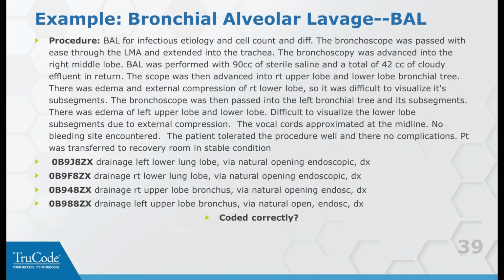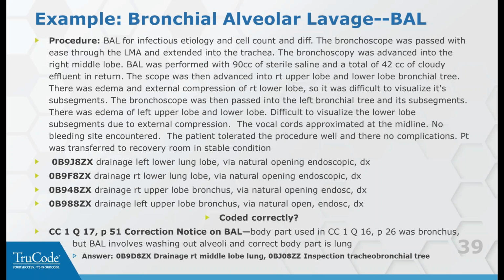And you can see here that the coder coded drainage of the left lower lung and right lower lung, and drainage of the right upper bronchus and left upper bronchus. But I do not see that they did drainage anywhere except in the right middle lobe. So then the question, in the rest of it, they're basically just inspecting the bronchial tree rather than actually doing any drainage. So those things are already wrong. But the other issue with this is, are we talking about lung or bronchus here?